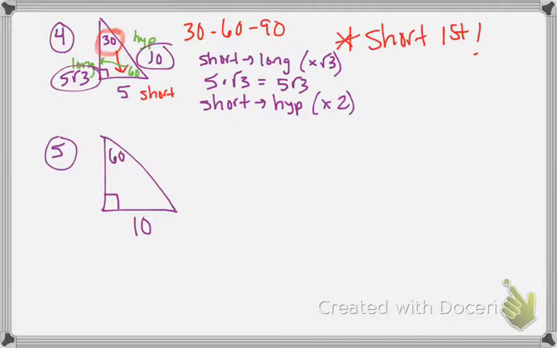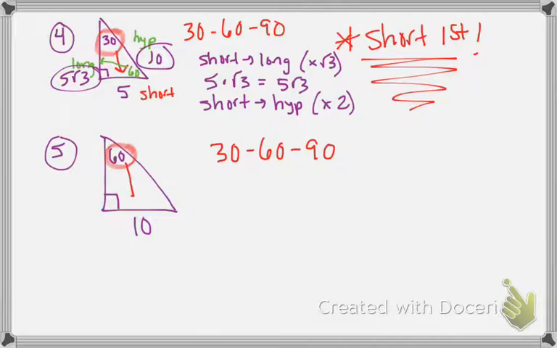Now, number 5, look closely. We are given a 60-degree angle. So again, this is a 30, 60, 90 triangle. And remember, we have to find the short leg first. And right now, across from 60, this is our long leg. So the other acute angle would be 30 degrees. So across from that 30 degrees, that's our short leg. That's the one we need to find first. So we know the long leg and we need the short leg.